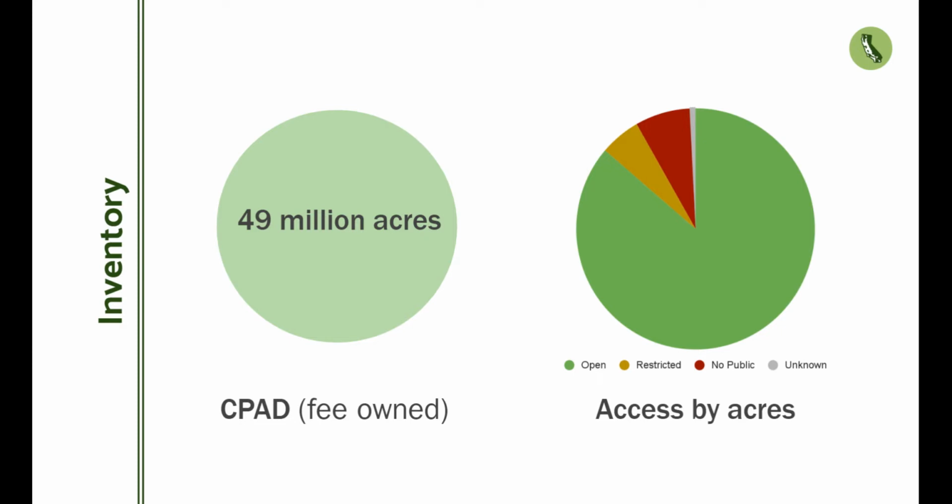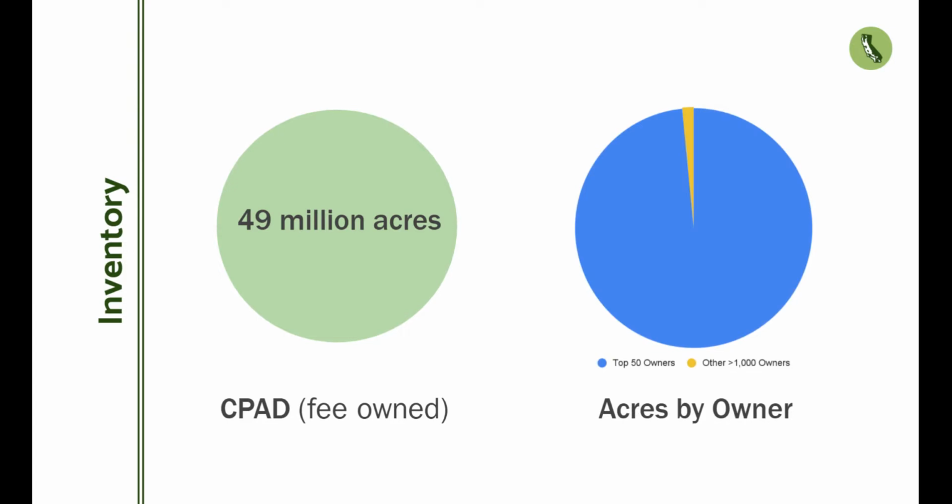If we look at just CPAD and ask, how much of that is open for the public to use? Almost all of it is. And the amount that's restricted in the dark yellow here means that a permit is required, it has very seasonal hours, or is very limited in some way. And the amount that's actually closed to the public is either an ecological reserve or areas that are not yet open as parks, but are owned by public agencies and someday may be open to the public.